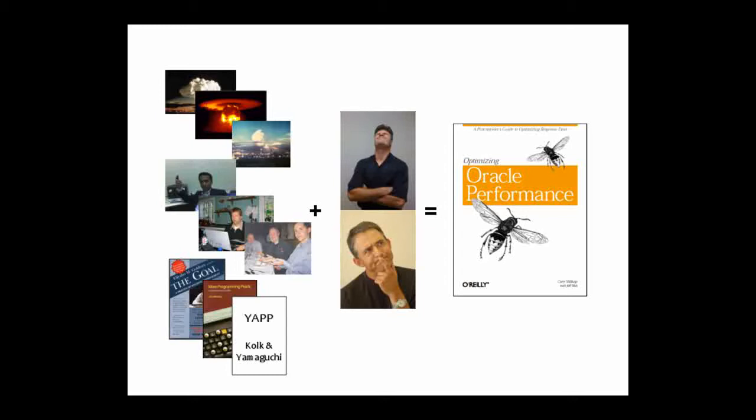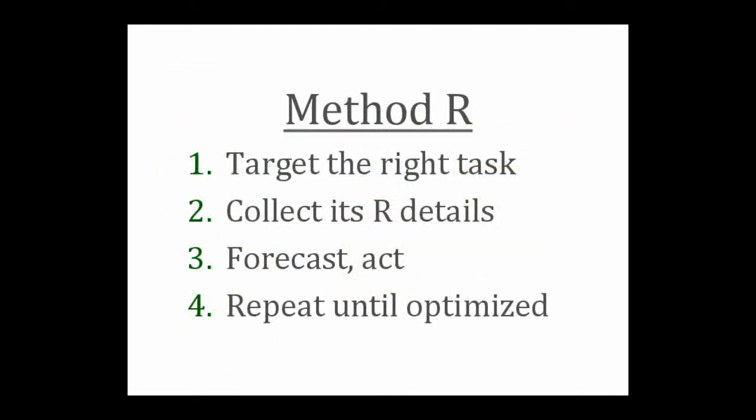Anyway, results, we kind of distilled everything that we could from all these experiences and all these works of other authors into this Optimizing Oracle Performance book, which prescribed a method called Method R, and the R stands for response time, and it consisted of 4 simple steps.